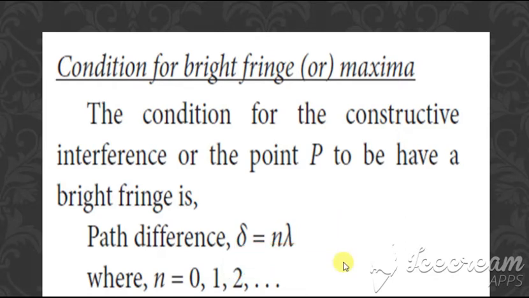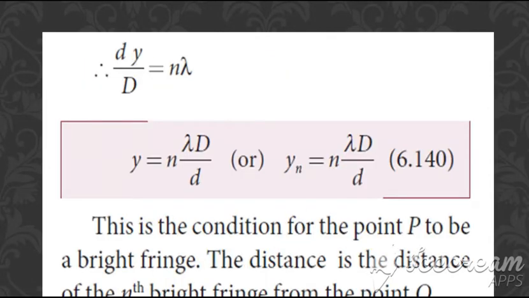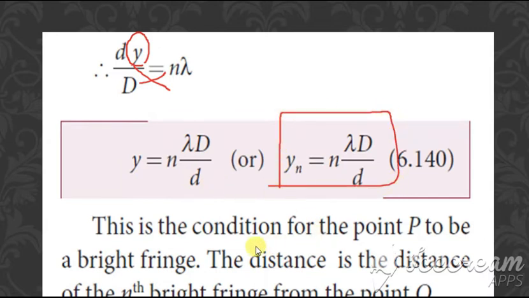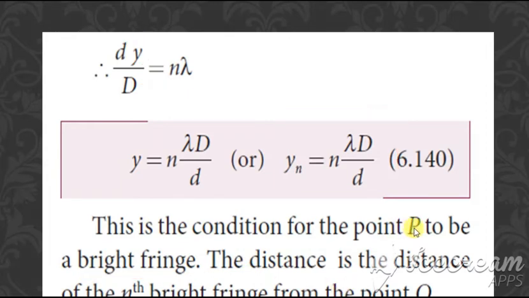Equating this with the earlier equation, dy divided by D is equal to n lambda. If we need the value of y alone, bringing this to the other side, we get n lambda D divided by this small d. So this gives the condition for a bright fringe: y = n λ D / d. This is for the bright fringe.